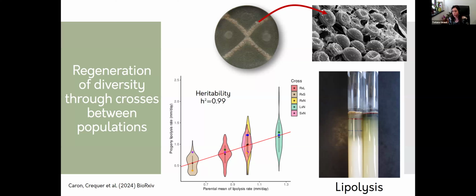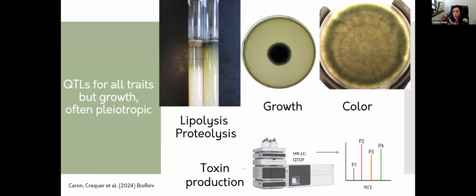And so now we're trying to cross these different populations to generate variability for lipolysis, for instance, to be able to degrade the lipid in the milk, and for growth, for color, and for toxin production. And we could indeed generate some diversity and find QTL for some of the important traits for cheese making.